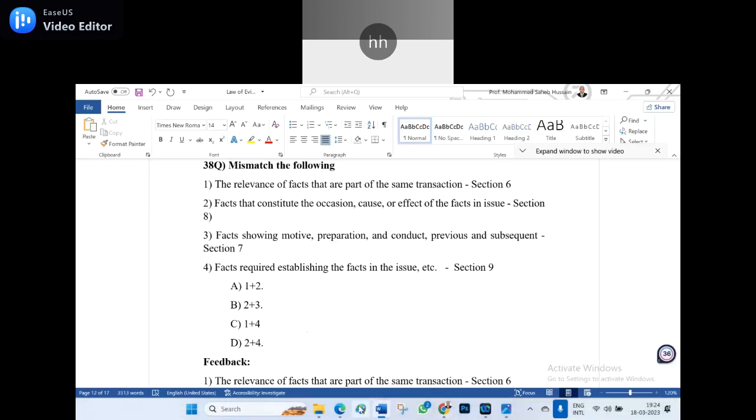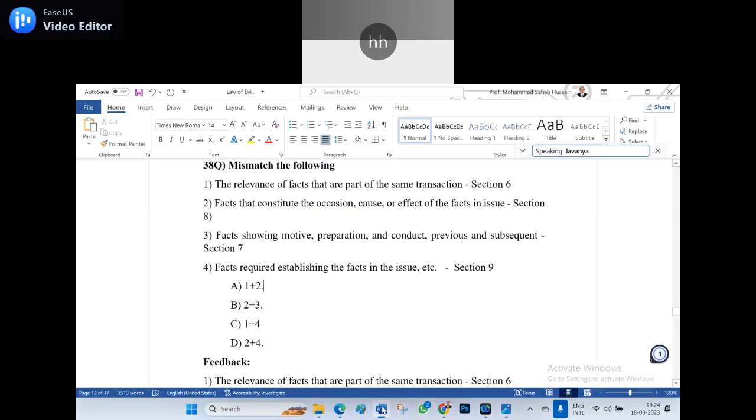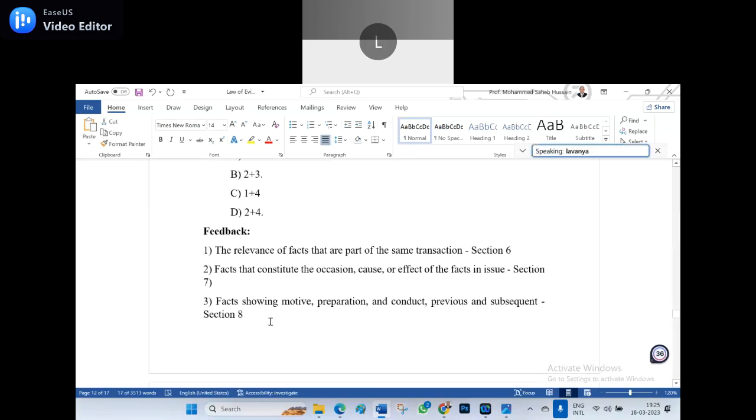Now what we wrote here: motive is there in 7, and preparation and previous and subsequent conduct are in 8. That means what I wrote in the beginning is right. I made it change, but motive should come in 7 and conduct in 8. So now it is right. Beginning I wrote from 7, 8, is it not? Yes, sir. Okay, motive comes here. Now it's no problem at all.